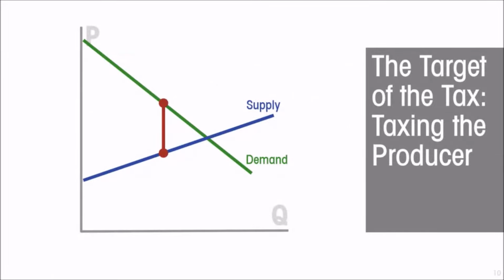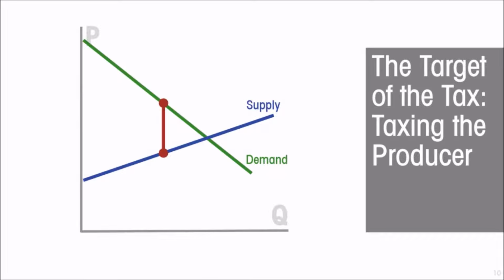Now that we have that conclusion as our basis, let us demonstrate it again, because it's such an important conclusion. Let us demonstrate it by actually taxing one or the other side of the market and seeing that we get the same result. First, suppose we are taxing the producer.